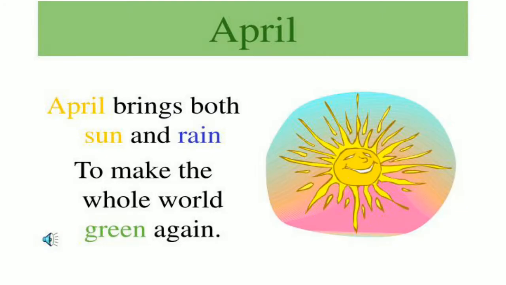So now next, April. April brings both sun and rain to make the whole world green again. April has sunny days and rainy days, both bring rain and sun to make the whole world green again. So in April we see greenery everywhere.